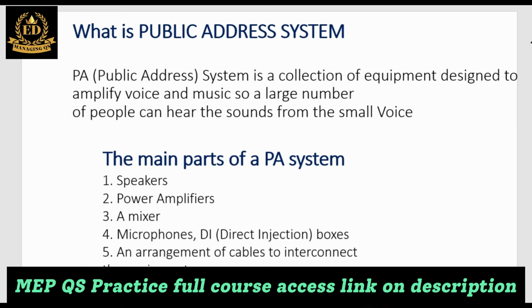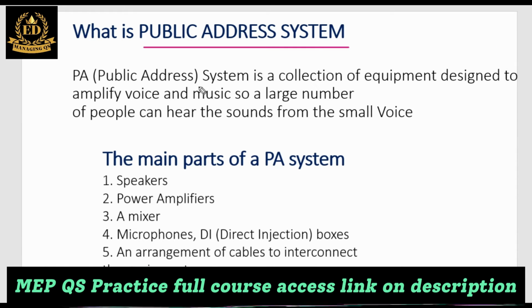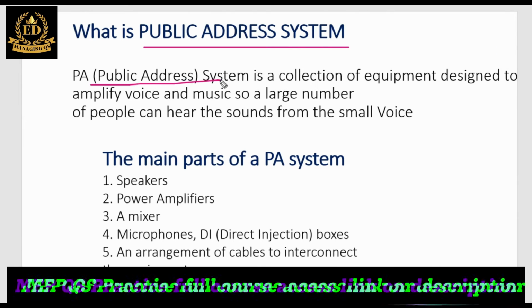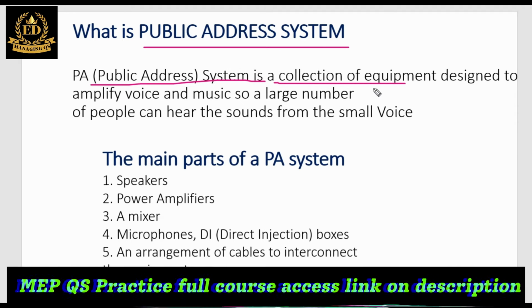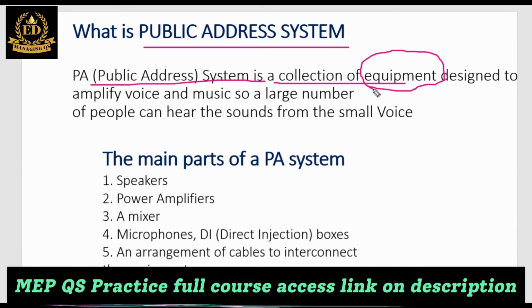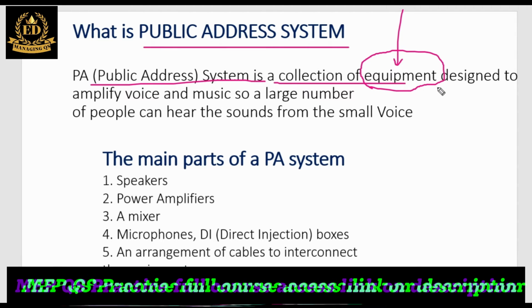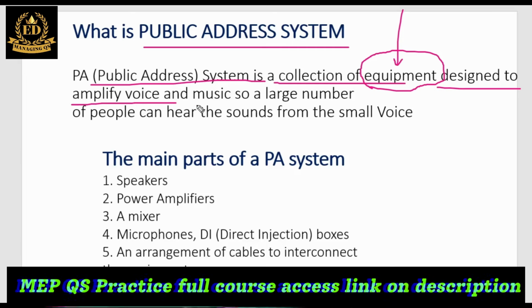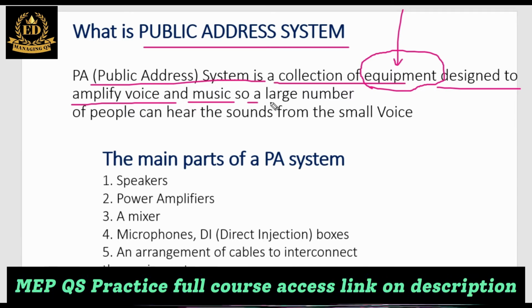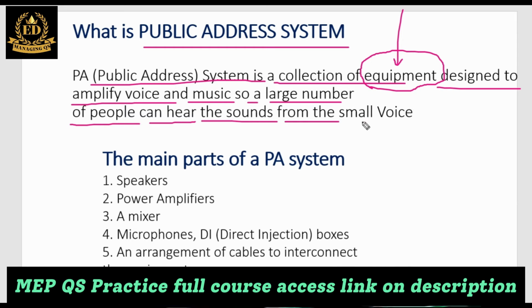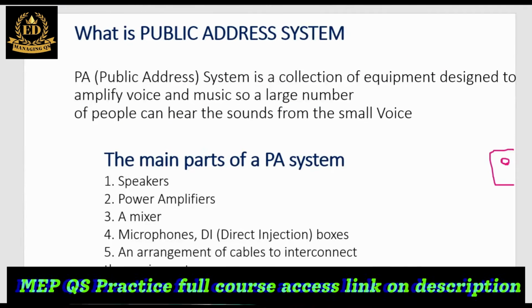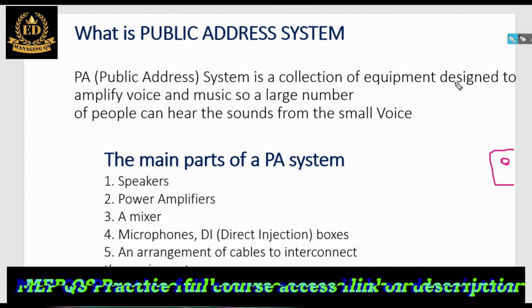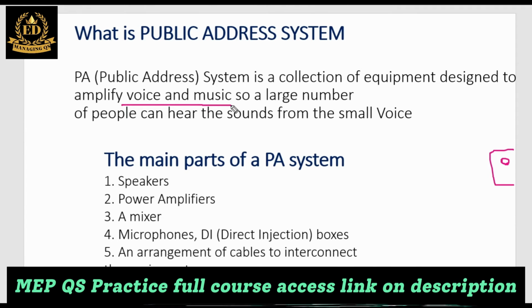First off, the definition of the public addressing system. We can say like this: the public addressing system is a collection of equipment. So we have to count this equipment from our drawing, and it is designed to amplify voice and music, so a large number of people can hear the sounds from a small voice. The main intention of this system is to enlarge the voice and music to a large number of people.